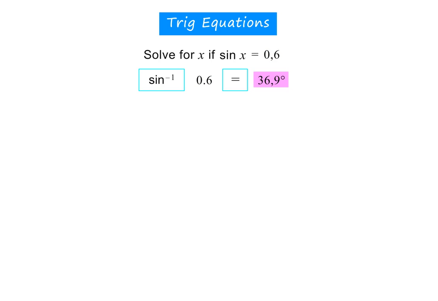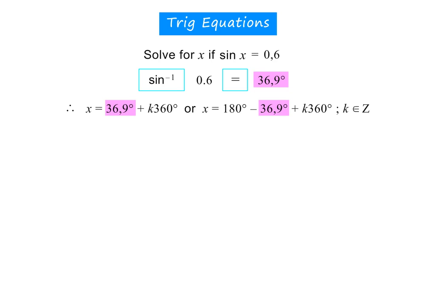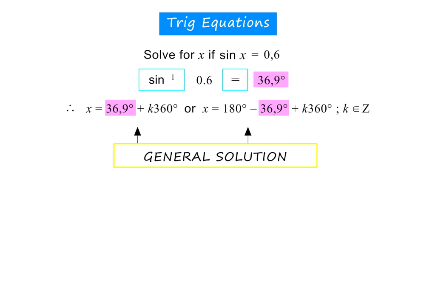We are now ready to write down the solution. The solution is the angle you have just found plus k 360 degrees, or 180 degrees minus this angle plus k 360 degrees, where k is an element of the integers. We add k 360 degrees because sine is a function that repeats itself every 360 degrees. We call this the general solution. It gives all the possible solutions and will work for any equation with sine in it.